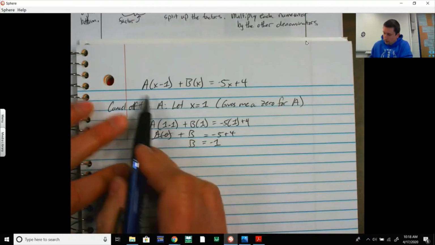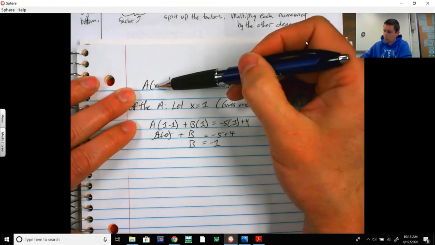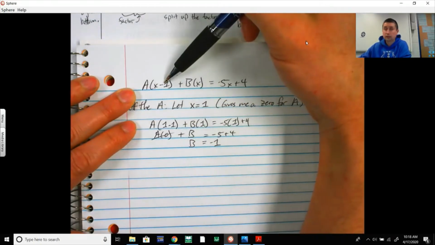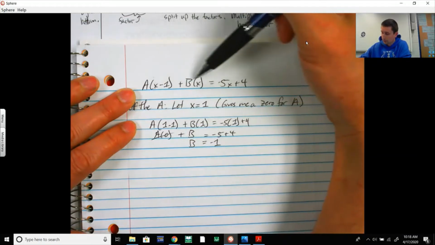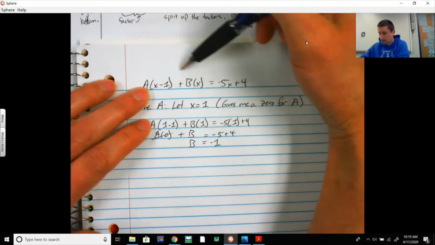In order to get rid of the a, I said, okay, if I want to get rid of the a, I'm just going to let x equal 1. That gives me a 0 here. 0 times a is 0. But I have to put the 1 in all the other spots as well. So now let's go back and do that with the b.